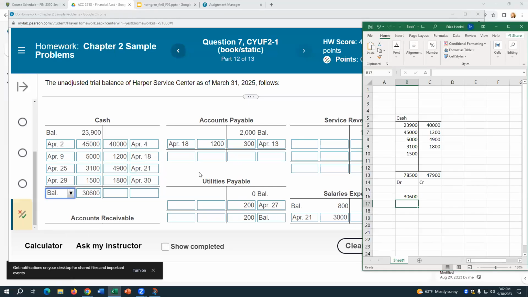Right, and then I'm going to do the same thing here. So I had accounts payable, and I started out with 2,000. Then I'm going to enter these in here. So I had a total of 1,200 in debits, 2,300 in credits. 1,200 minus 2,300 gives me minus 1,100. So that would be a credit balance of 1,100. So then I would just enter this in on the credit side here.